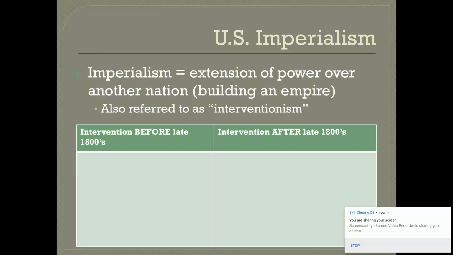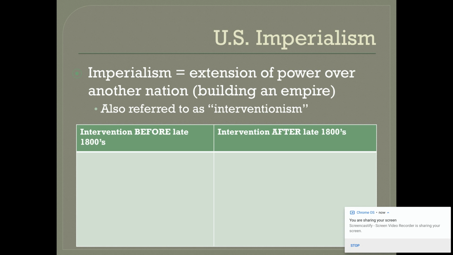So a couple of things we're going to focus on as we travel through this lesson. Of course, number one, you do need to know what imperialism is, how the United States eventually becomes known as an imperialistic nation, and what some of their policies were leading up to World War One. These are going to be addressed in this lesson. So let's look at some of these things.